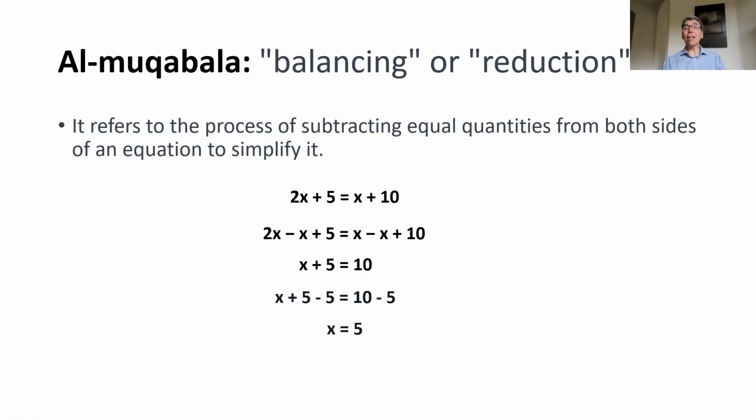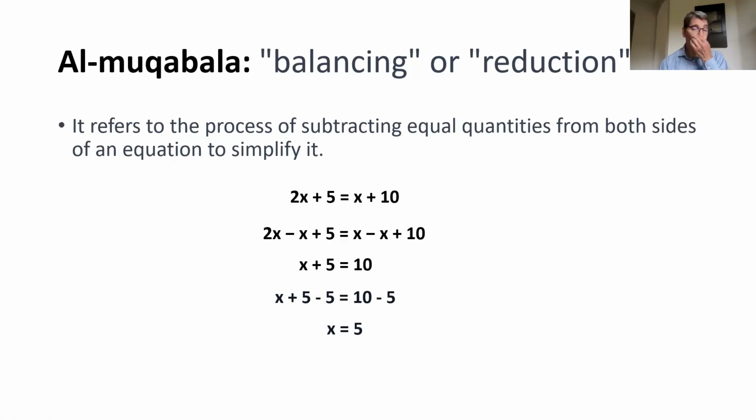The other method, Al-Khwarizmi called it al-Muqabala. That means balancing or reduction. I don't know Arabic, I'm just trying, so give me a break. But it's basically kind of the same thing that we have in algebra. It's the process of subtracting equal quantities from both sides of the equation and then simplifying it. So here we have that now in this equation, we have x on both sides of the equation.